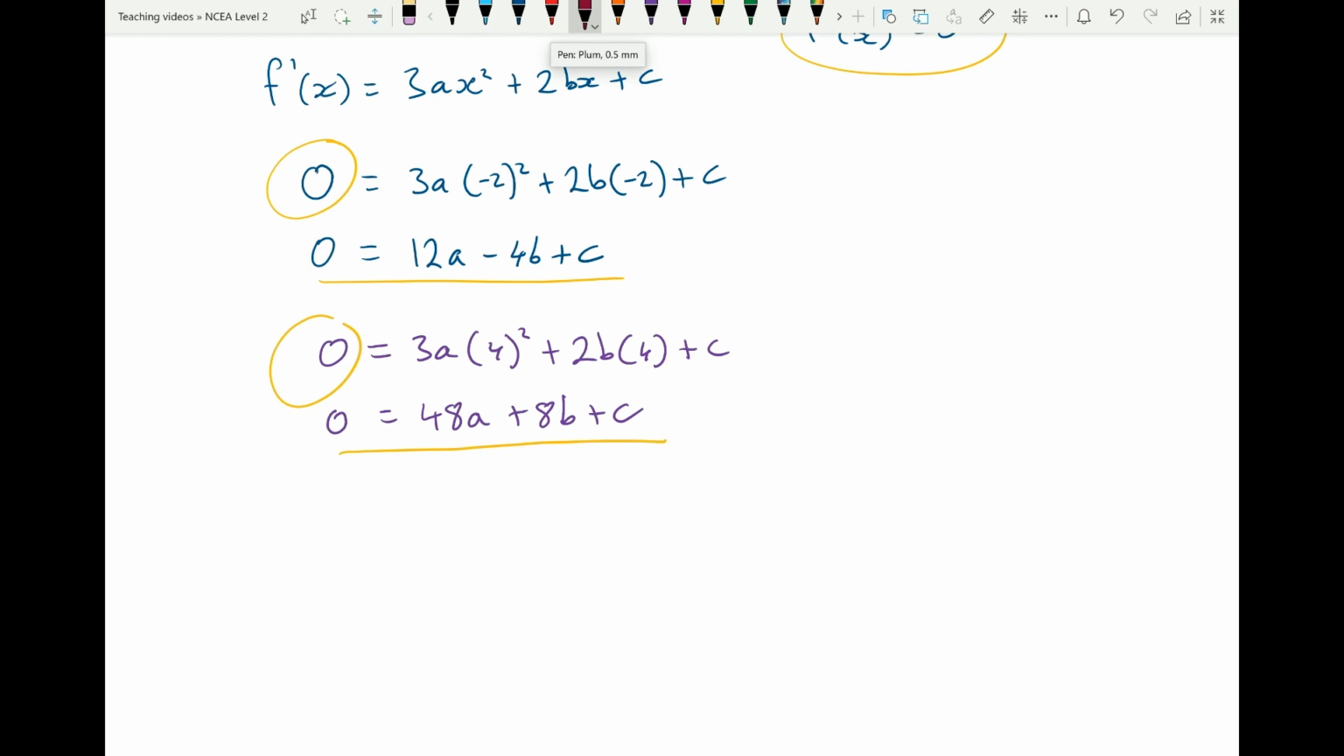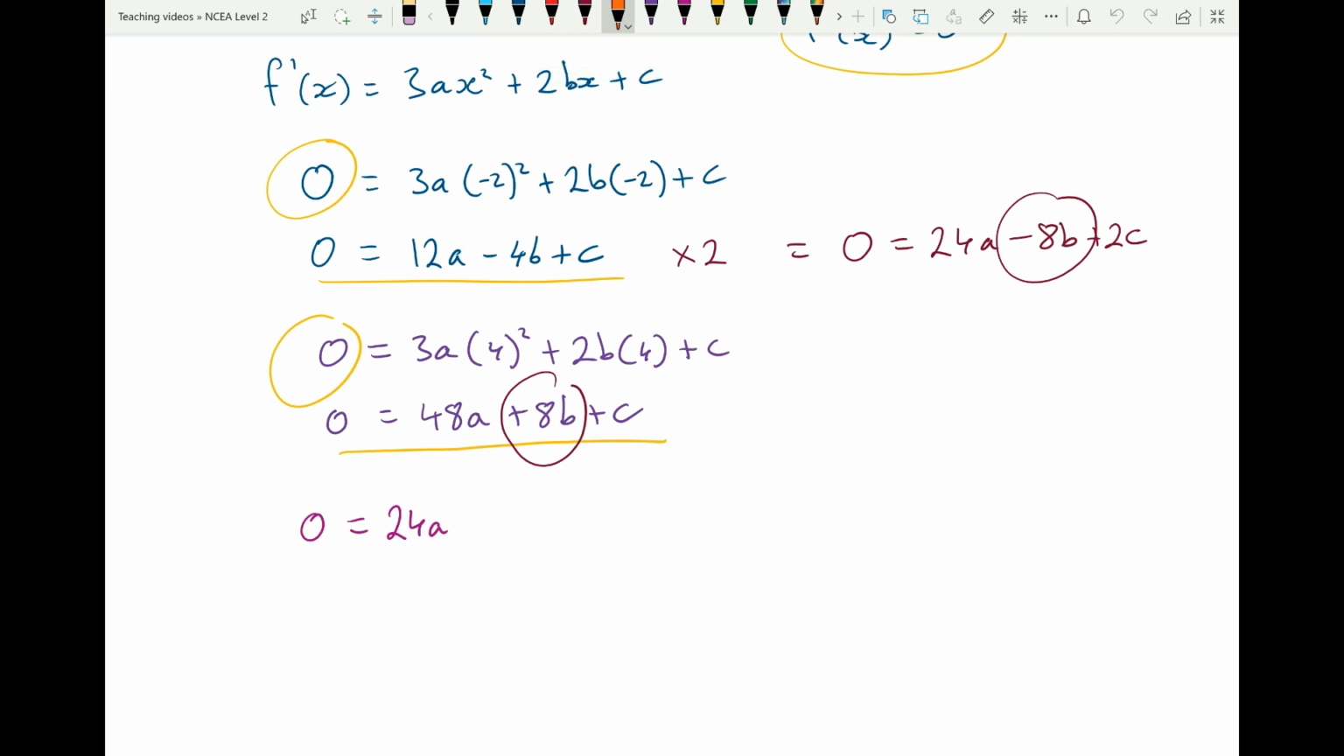So what I'm going to do is times this first one by 2. So I've got to times everything by 2. Every term in that equation is going to get multiplied by 2. Well, 0 times 2 is still 0. So that equals 24a - 8b + 2c. Because I've multiplied everything in that equation, it's fine. It's not actually changing the values. Everything will still work out just fine. The reason I've done that is that gives me -8b compared to that positive 8b.